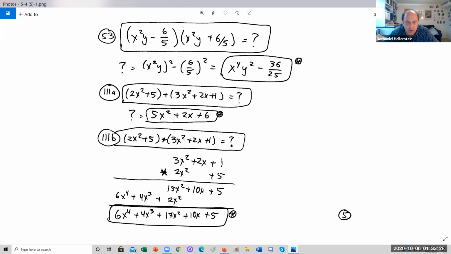2x squared times 1 is 2x squared. 2x squared times 2x is 4x cubed. 2x squared times 3x squared is 6x to the fourth. Now we add them all up. This is the only long column where they all actually have something that happens. 5, 15, and 2 makes 17. The rest just carry down. So 6x to the fourth plus 4x cubed plus 17x squared plus 10x plus 5.